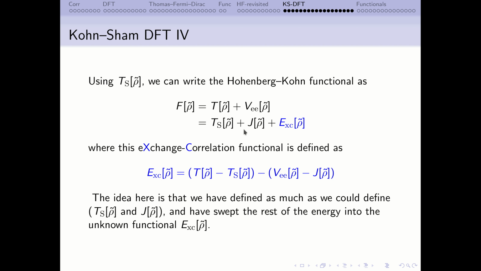These two terms take away these two terms. So it's the exact kinetic energy minus the single particle kinetic energy, plus the exact electron-electron energy minus the Coulomb energy. That's a formal definition. Let's live with that for now.